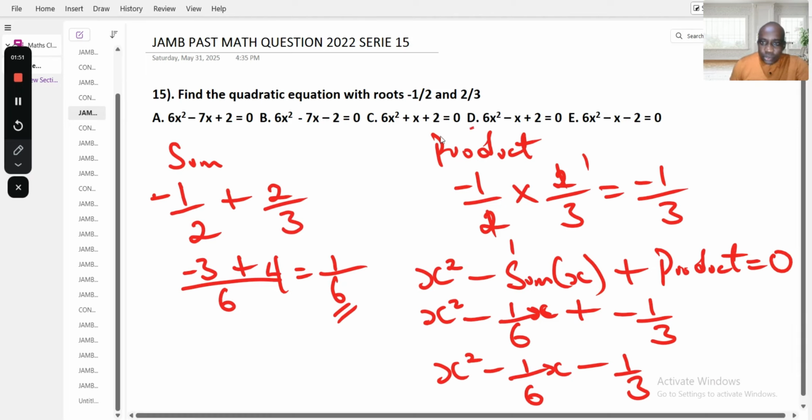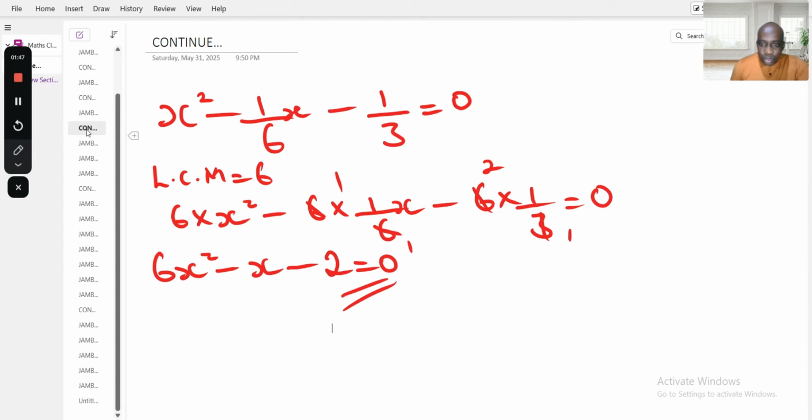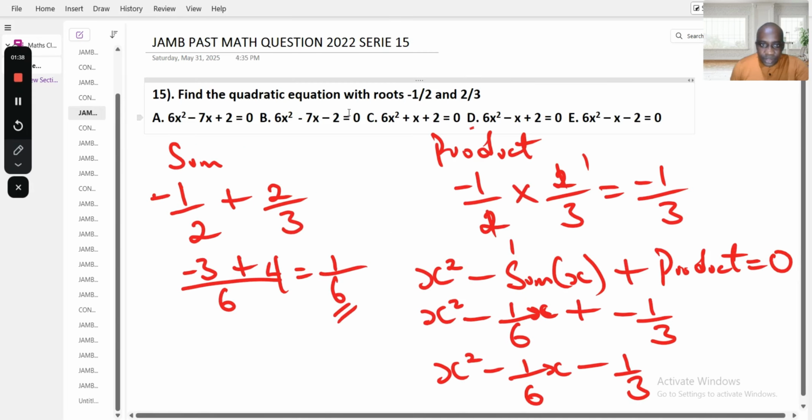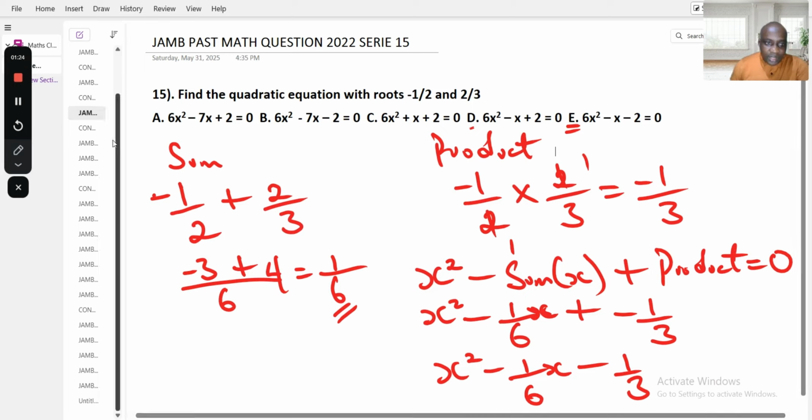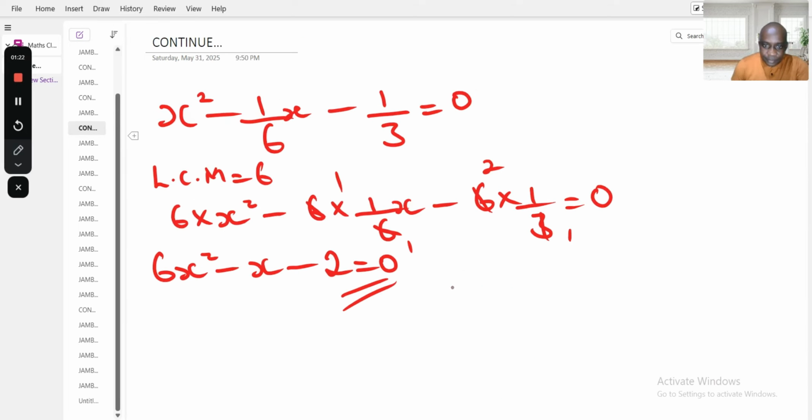Let's see, s raised power 2 minus s plus 2. No, it's minus minus. s raised power 2 minus s minus 2 is our final answer. Minus minus. Do we have that here? Yes, we have it. E. Our answer is E. s raised power 2 minus s minus 2 equals to 0. That's our final answer. E. Let's move to the next question.